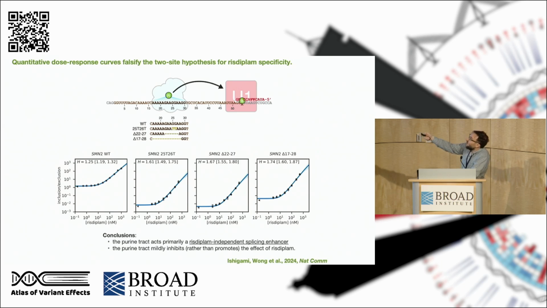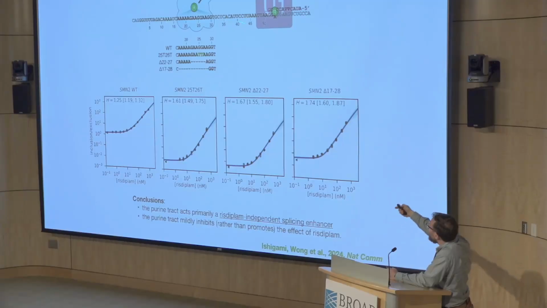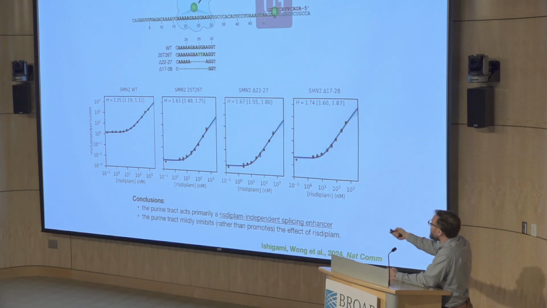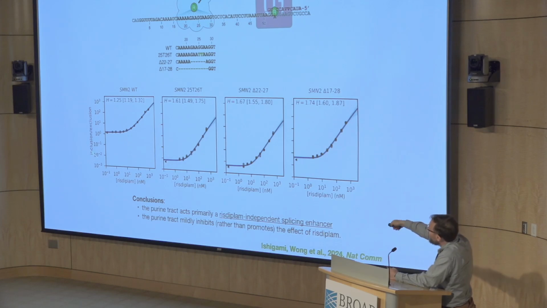Okay, so in order to assess the two-site hypothesis, we just made mutations into this purine tract, this putative site. And what we found is that this purine tract is a general splicing activator, but it's a splicing activator that activates splicing independent of drug. If you delete it, the inclusion-exclusion ratio of exon 7 decreases by about 100-fold, but not in a way that's really drug-dependent.